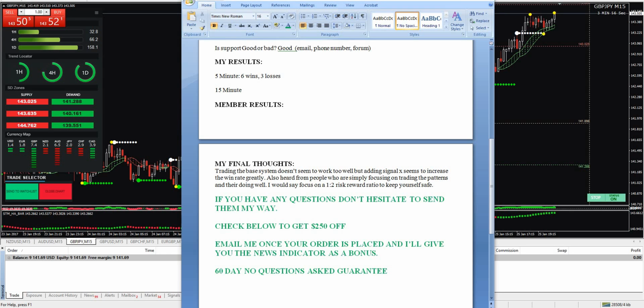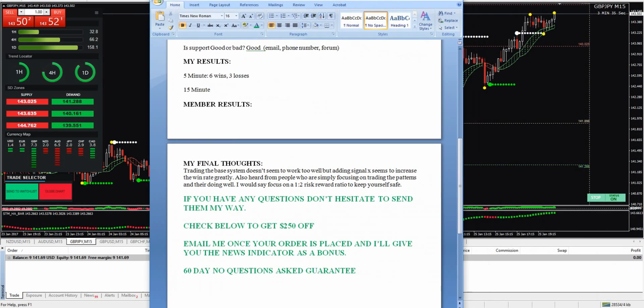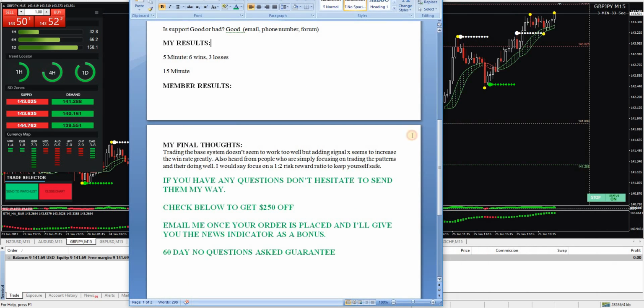I wanted to keep this under 25 minutes, and we're currently at about 23 minutes here. So definitely, I think if you're going to buy this system, do not just focus on the base system itself. I've talked to a few other people as well that have tried the base system, which is mainly trading, like I said, the dots, what you guys can see on my screen, and basically just waiting for everything to line up. It does not work as well as advertised. You will need to add Signal X to make this as profitable as they talk about on the website. That's just my opinion.